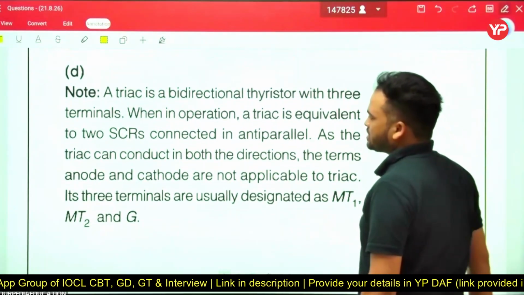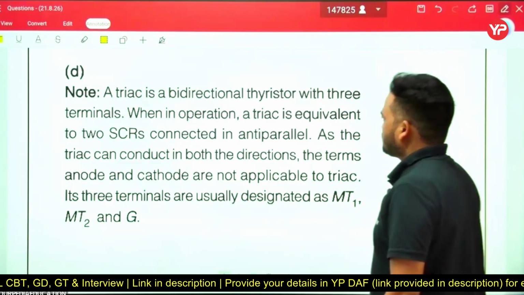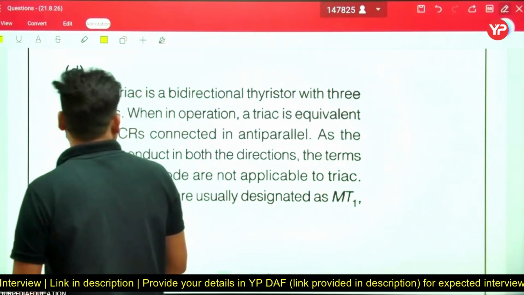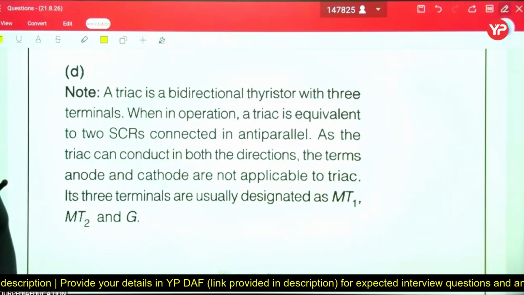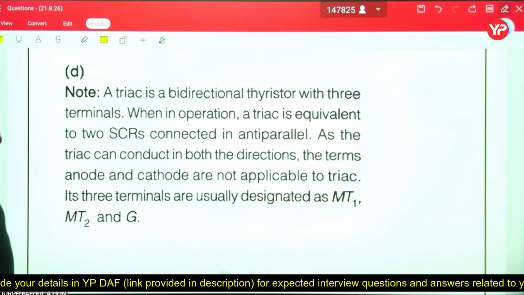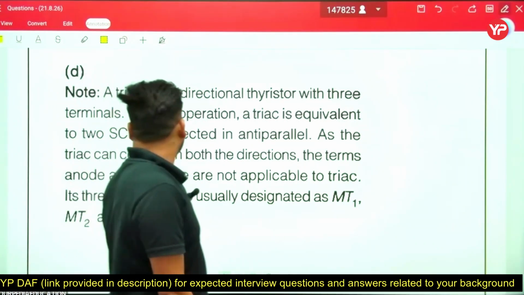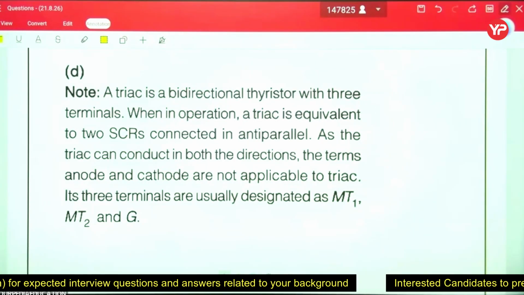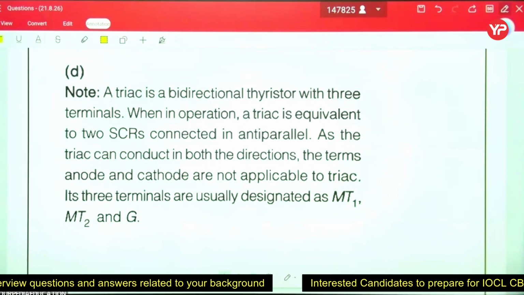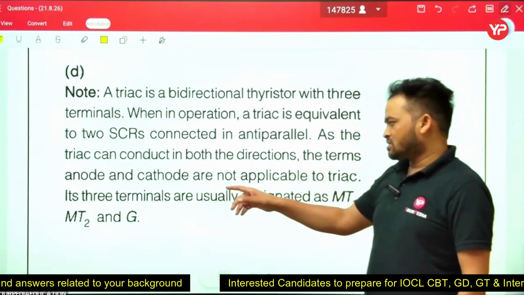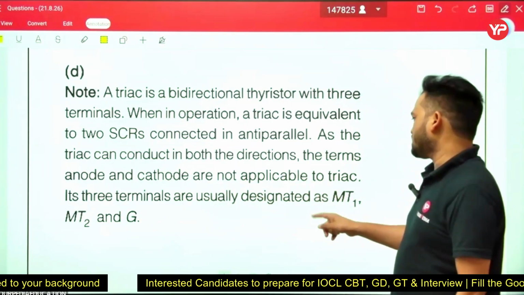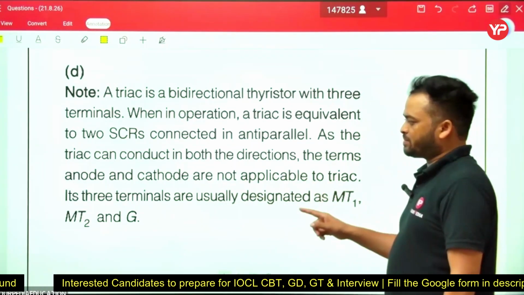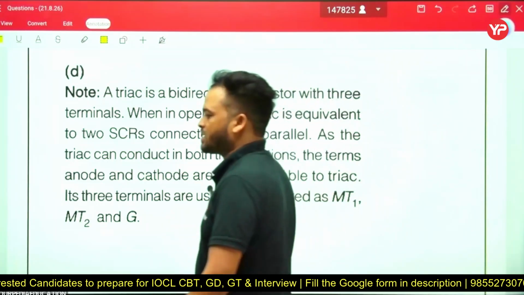Beta, a triac is a bidirectional thyristor with three terminals. In operation, a triac is equivalent to two SCRs connected in anti-parallel. As the triac can conduct in both directions, the terms anode and cathode are not applicable to a triac. Its three terminals are usually designated as MT1, MT2, and gate. Okay, this is the explanation.